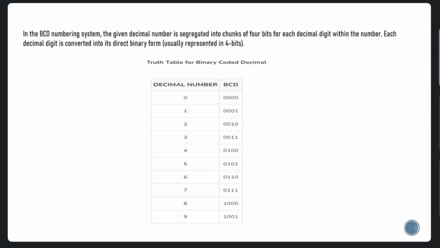So, same lang po siya. So, tatandaan po yung BCD, binary coded decimal. Starting po lagi is right to left. So, 1 is 0001, 2 is 0010, 3 is 0011, 4 is 0100, and so on.